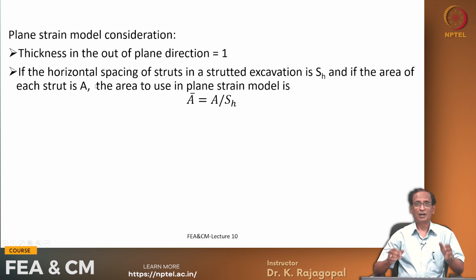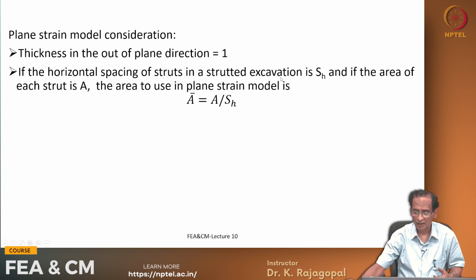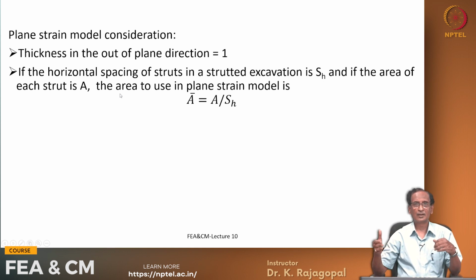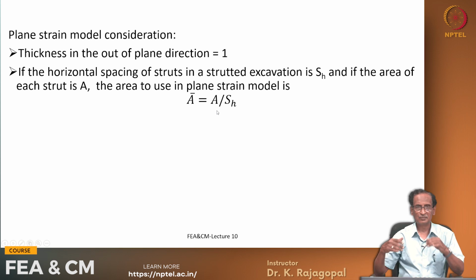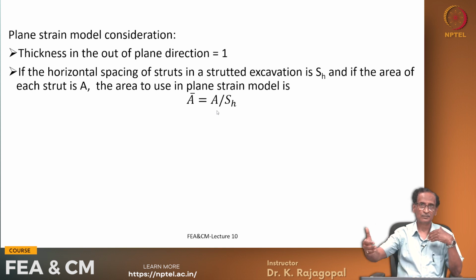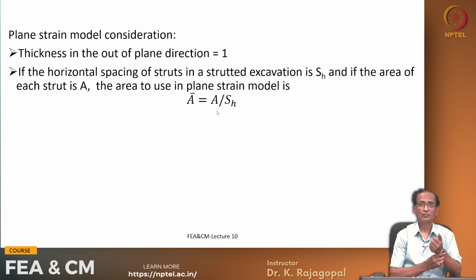So, if the horizontal spacing of each of these struts in an excavation is SH, and if the area of each strut is A, then the area that we use in our plane strain analysis is A by SH. So, if SH is 0.5 meters, then we are going to consider twice the area, or if SH is 2 meters, then we will consider only half the area in our analysis. That is what we mean by prorating per unit length.